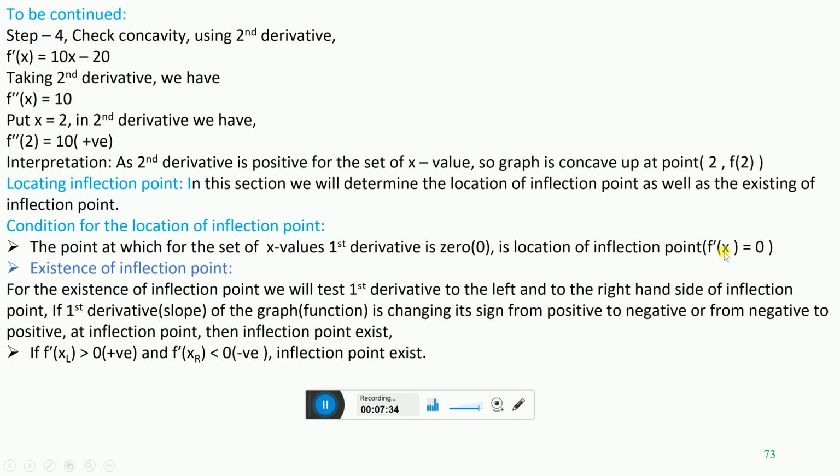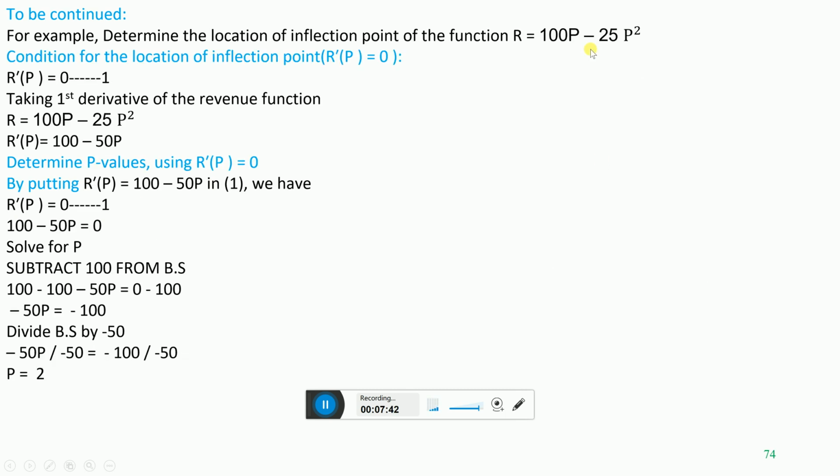Why am I putting x here, why f here? Because this is the standard notation f of x, but here the specific function is the revenue function. We have R in place of f of x and we have p in place of x. That is why in the condition we write R prime of p is equal to 0, not f prime of x is equal to 0.